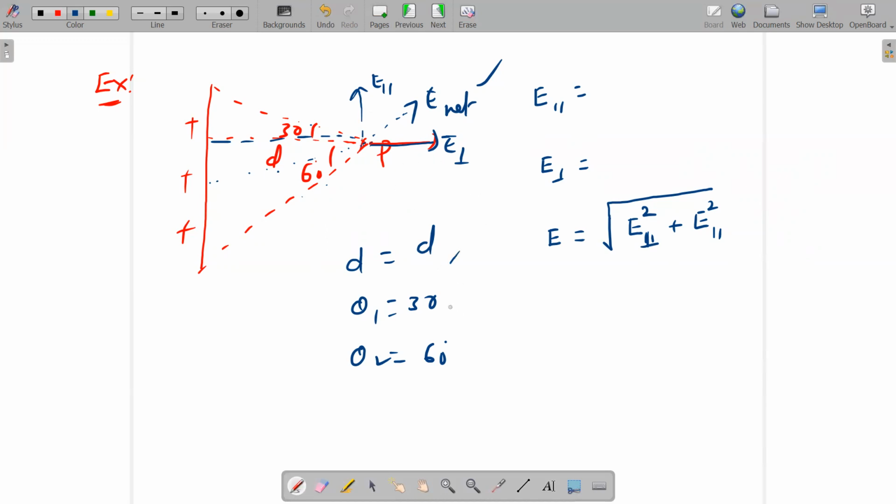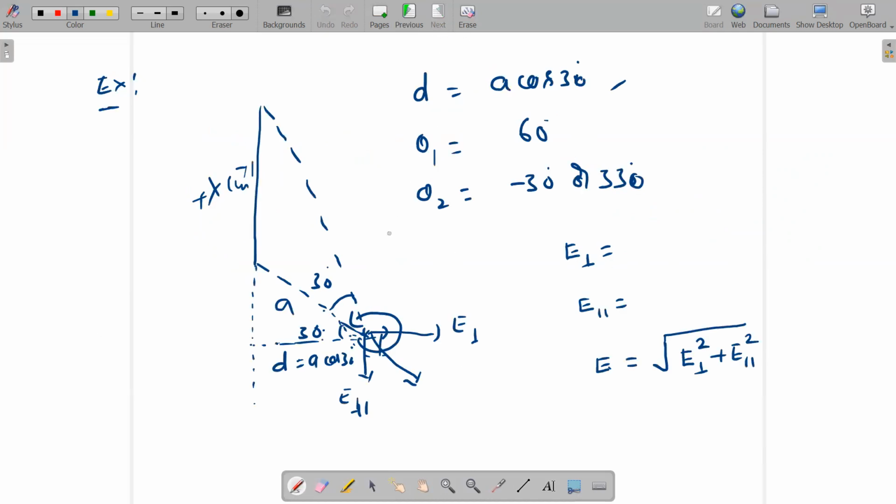Here D is D, theta 1 is 30, theta 2 is 60. Substitute the values and find out E parallel, E perpendicular, then find out E total or E net field. Note down this everyone and try yourself. Similarly, I will give one more example. I hope you guys have practiced this. Take a screenshot and note down, or pause the screen and note down, and you can go ahead.